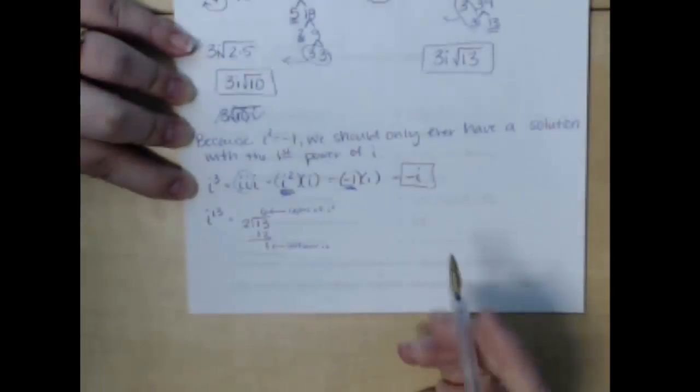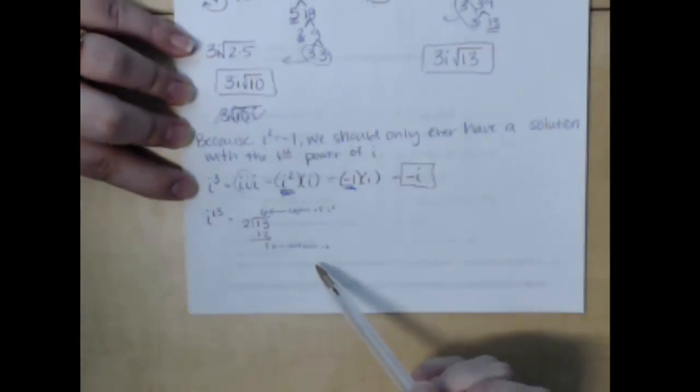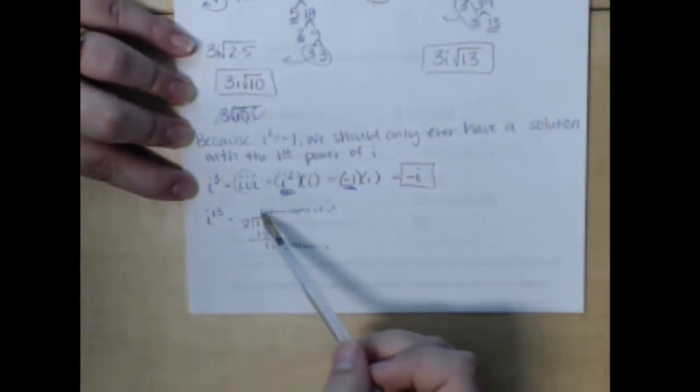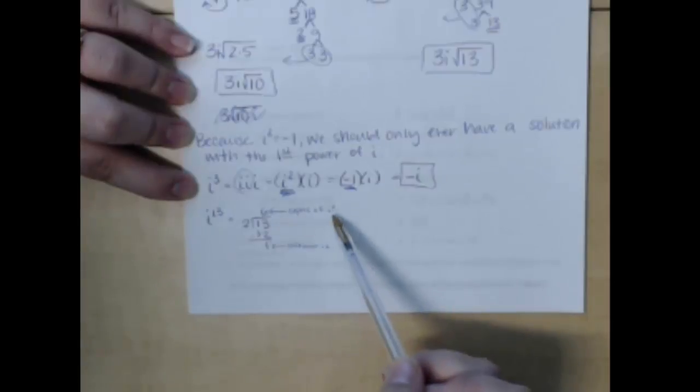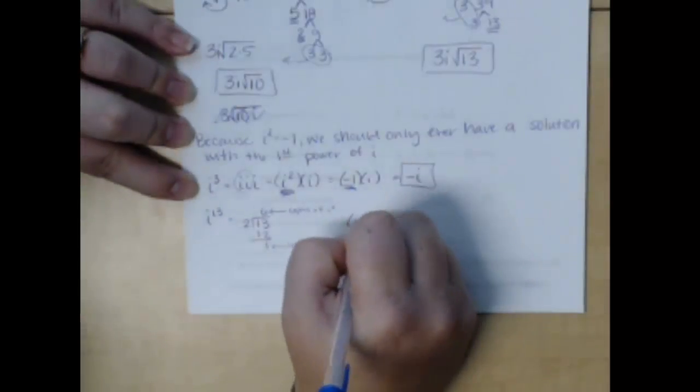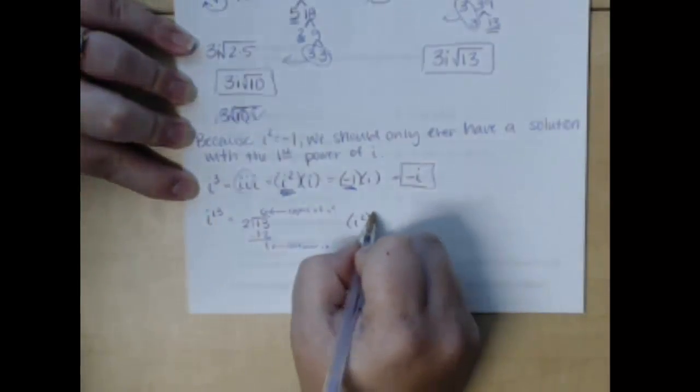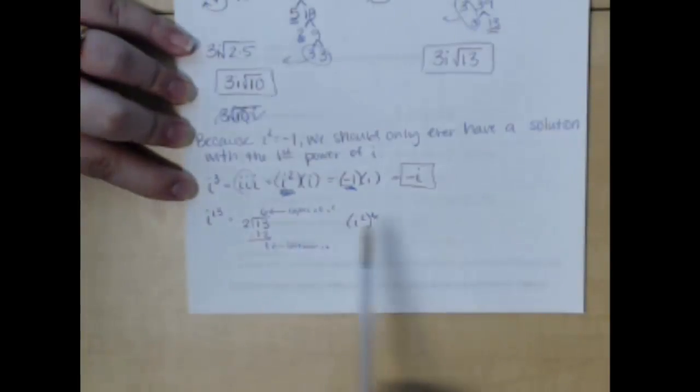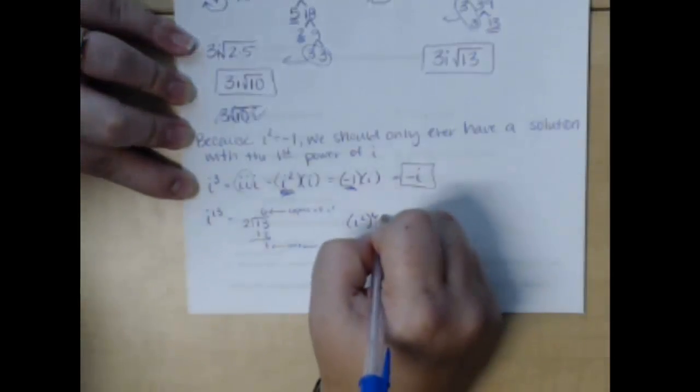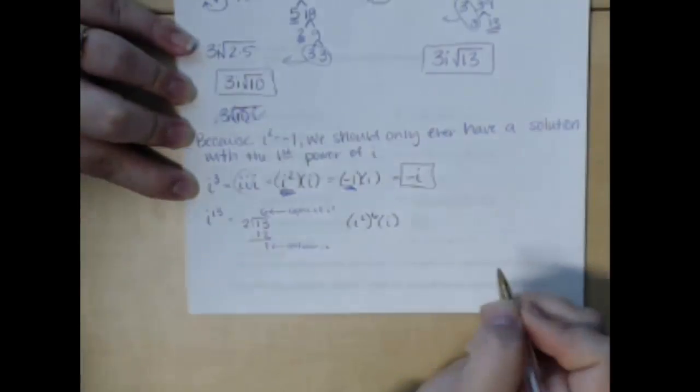i's I have. Okay? So I can rewrite this now. I know I have 6 copies of i squared, so I'm just going to write i squared to the 6th power, because I have 6 copies of i squared. Does that make sense? And then I have 1 leftover i, so I'm going to write my i there.